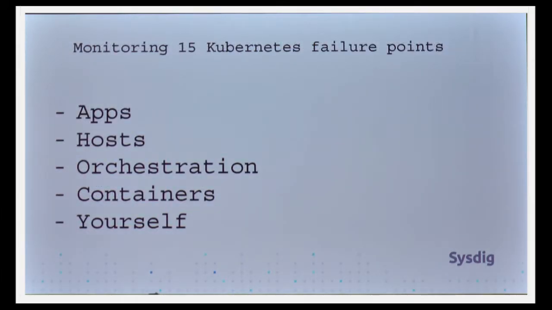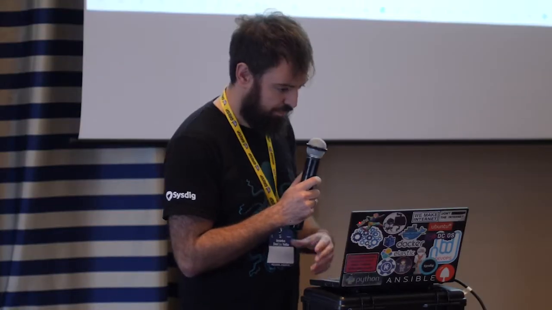All of it is related because most of this content is coming from our experience working with people deploying Kubernetes at a large scale. So we're looking at what kind of things can fail on Kubernetes. There are multiple layers. They are the application, the hosts, the orchestration that Kubernetes does. Containers, even yourself can fail when working with Kubernetes. And we are going to look at 15 things that fall across these 5 different categories.